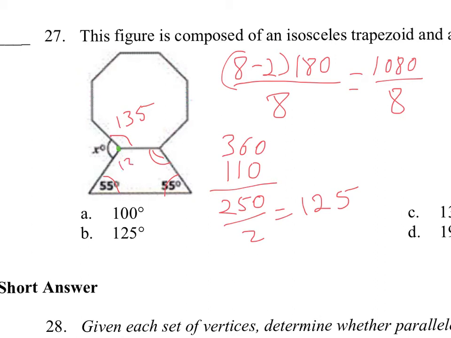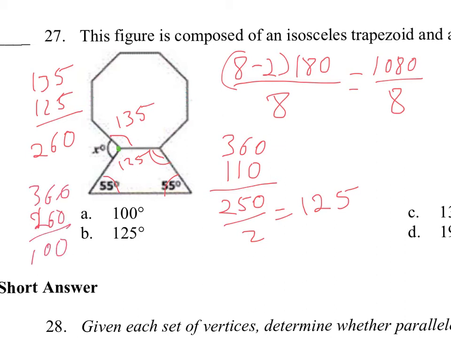So for the whole thing to add up to 360, I have 135 and 125, which adds up to 260. I have to subtract that from 360 to find the measure of x. I get 100, x equals 100.